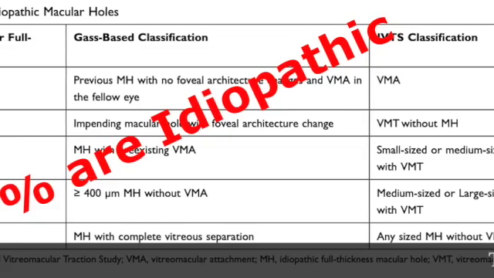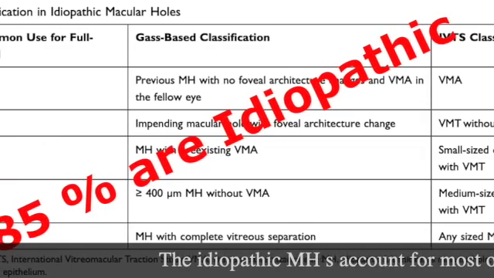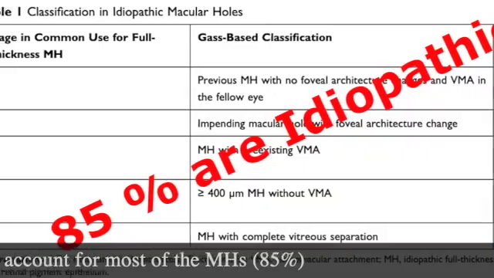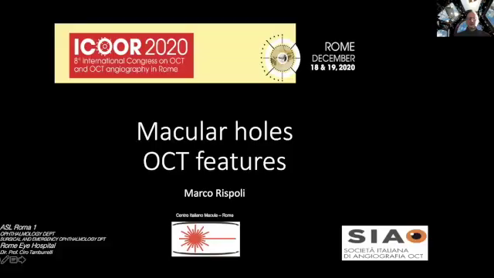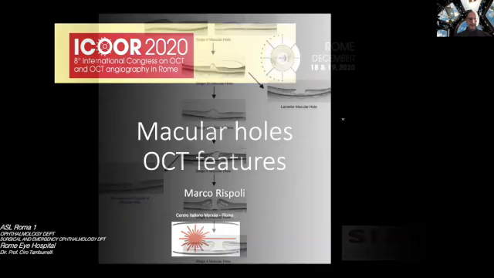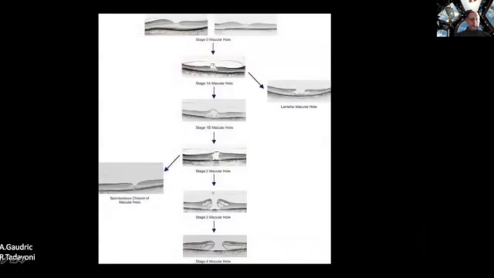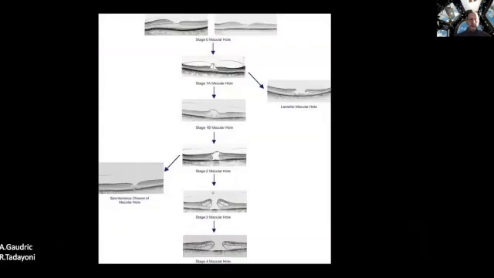The idiopathic macular holes account for most of the macular holes, about 85%. Several classifications were proposed, starting from biomicroscopy until cross-sectional OCT. OCT has now become an essential complement to biomicroscopy for the diagnosis of macular disease and especially macular holes. So the Gass classification now needs to be revised according to the OCT features.